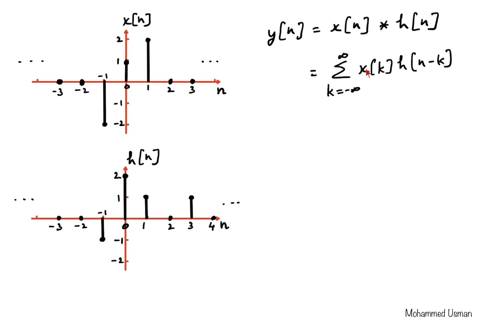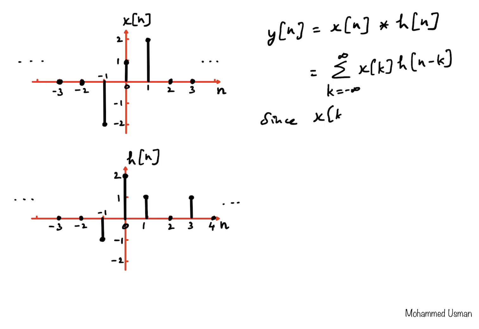Okay, for all other values it is 0, so 0 into anything is 0. So this summation basically has only 3 terms now, which is for k equal to -1, for k equal to 0, and for k equal to +1. Okay, so let me write that.